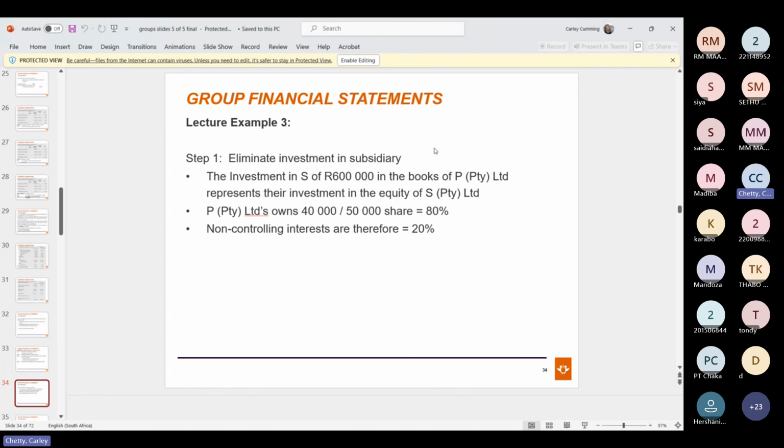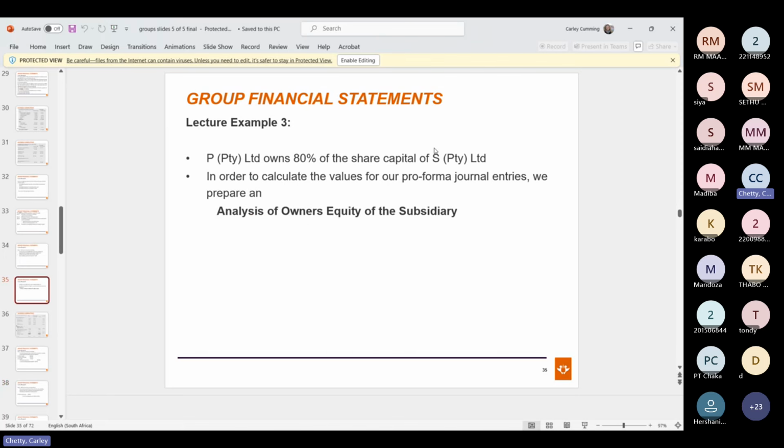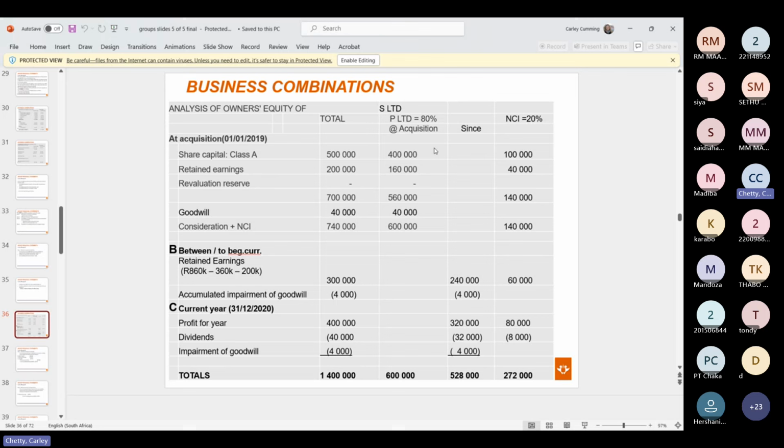So step one, we are going to eliminate the investment in the subsidiary, which is 600,000 rand in the books of P. P bought 40,000 shares, and S has 50,000 shares in issue, so P owns 80%. The non-controlling interest is therefore 20%. So P owns 80% of the share capital of S. In order to calculate the values for the pro forma journal entries, we need to prepare the analysis of owner's equity of the subsidiary first. Okay, so this is a crucial step. You must do it even if they don't ask for it, because there will be marks allocated here.